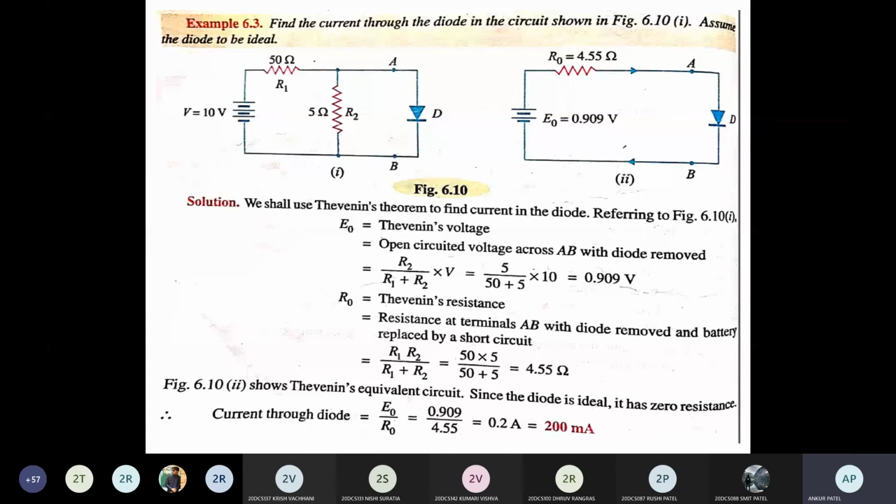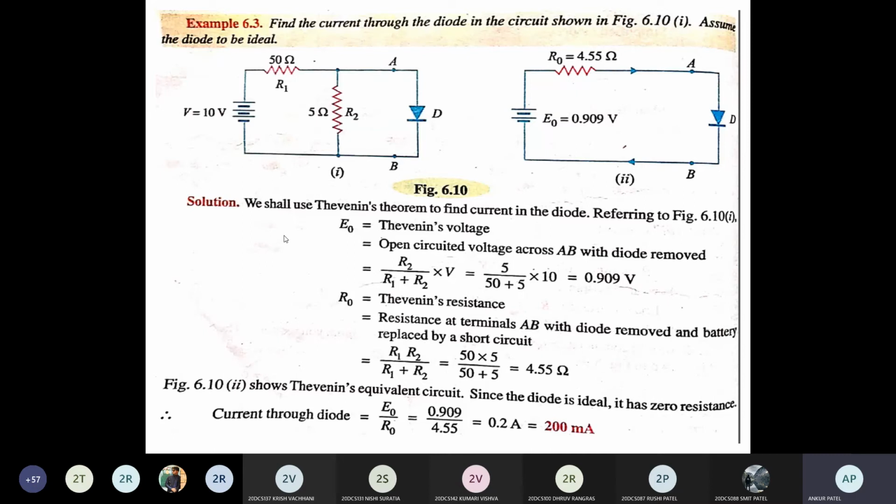Suppose this is the second example. Find the current through the diode in the circuit. Assume the diode to be ideal. In the circuit, V is equal to 10 volt, R1 is 50 ohm, R2 is 5 ohm, and the diode is given. So we need to find the current through this diode.